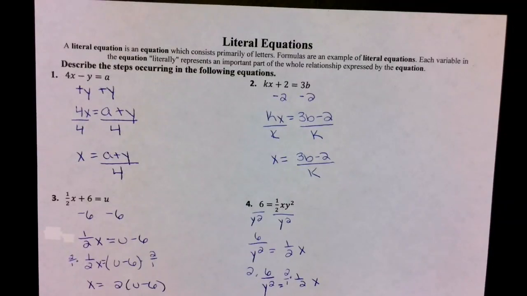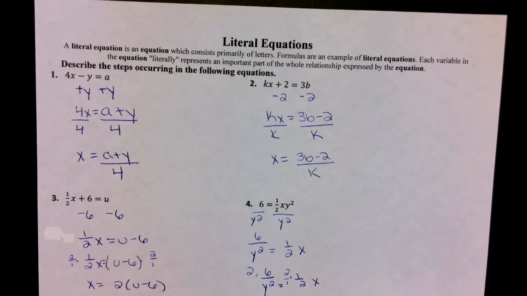This is the second part to your video, Introduction to Writing and Solving Linear Equations in One Variable. In this second part, we're going to learn about literal equations. A literal equation is an equation which consists of primarily letters. So formulas are an example of literal equations. Each variable in the equation literally represents an important part of the whole relationship expressed by the equation.